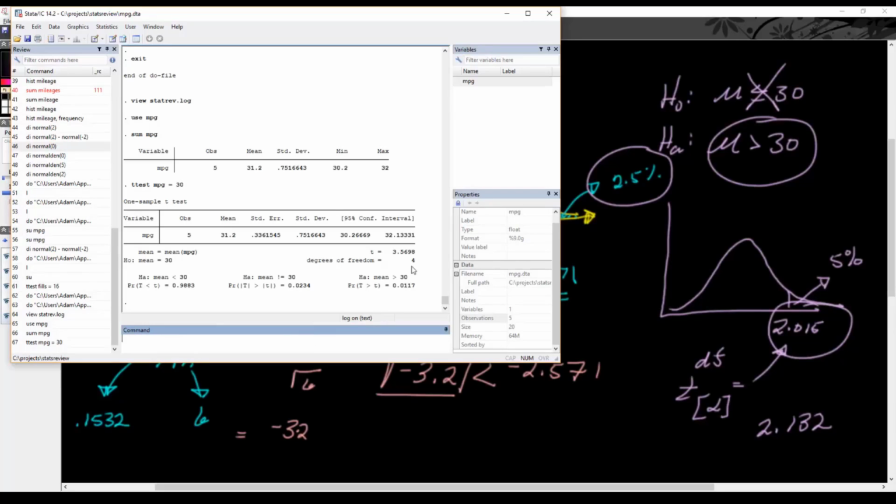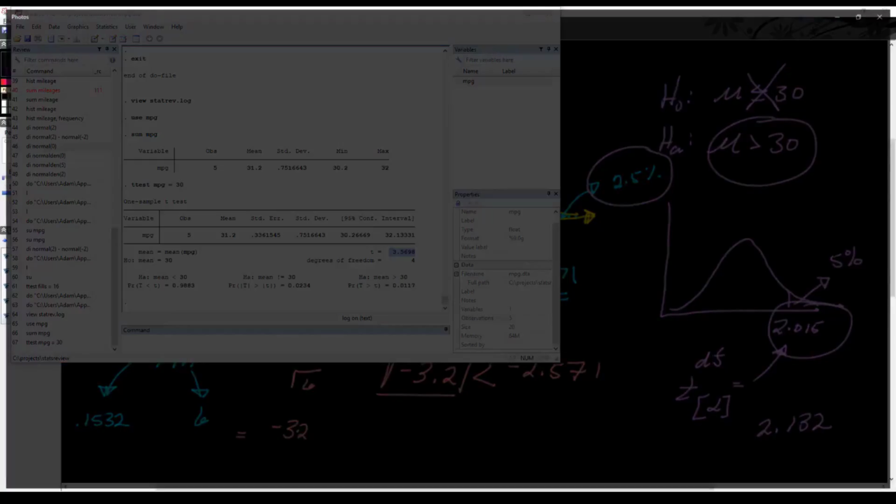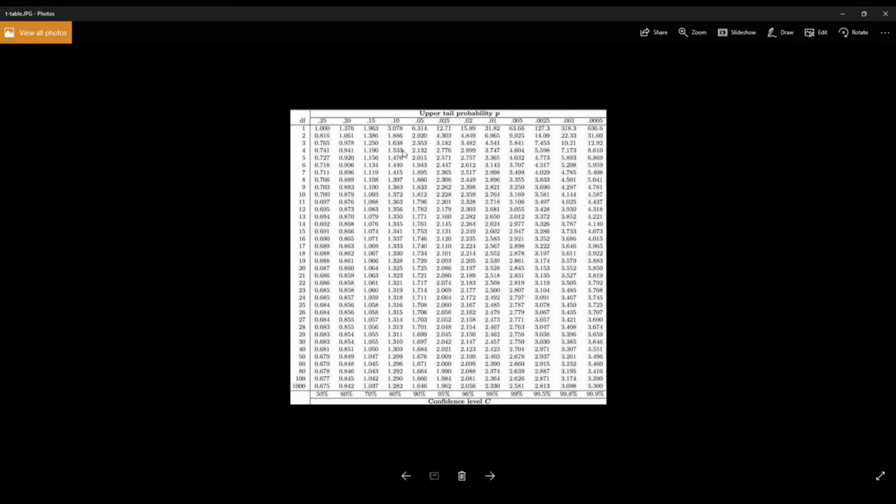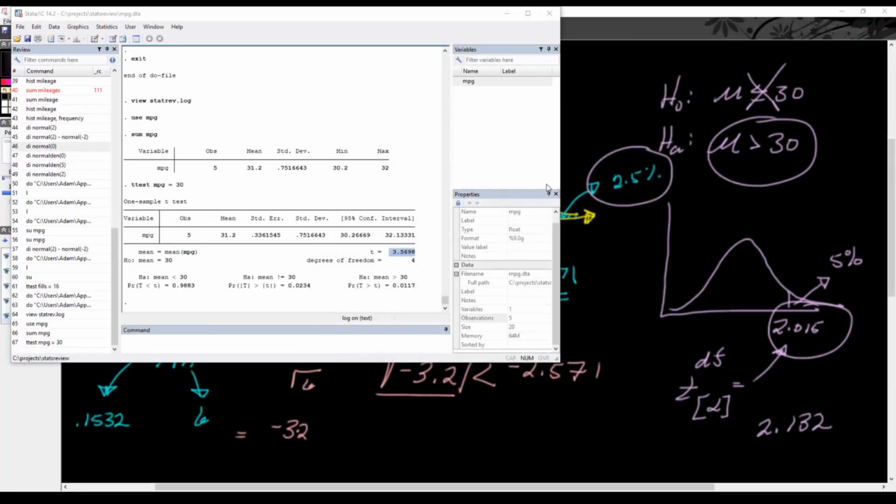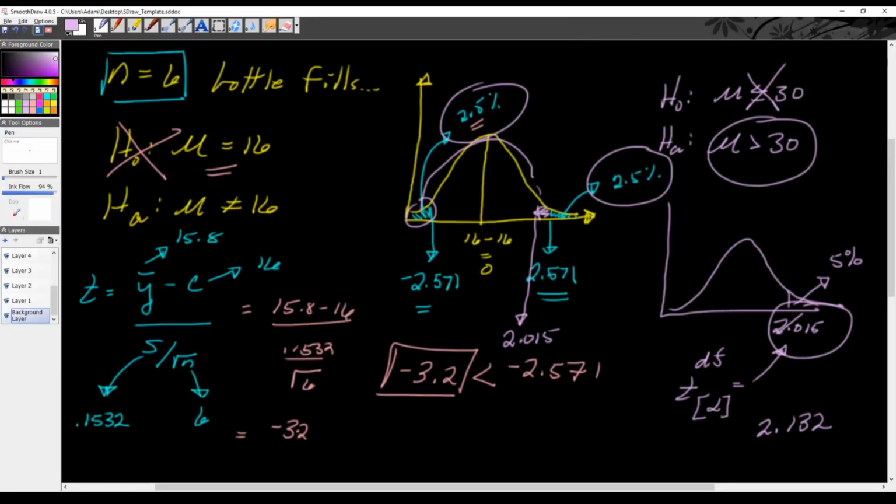Oh, my bad. In this data set, we have 4 degrees of freedom. So the calculated value is 3.56. The critical value with 4 degrees of freedom and 5% in one tail is 2.132. So in the example in the notes, the critical value is 2.132, and the calculated value is 3.569. Since that calculated value is greater than the critical value of 2.132, again, we reject the null hypothesis. I know it's super easy.